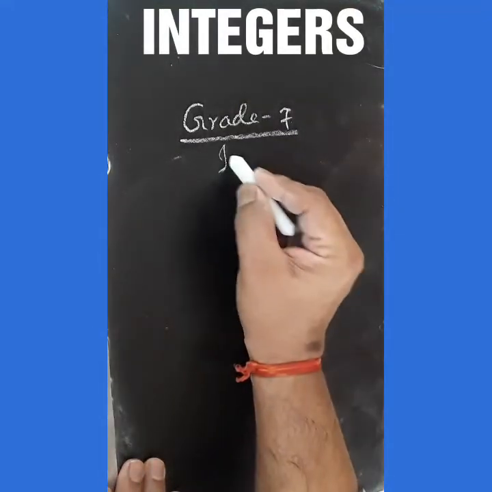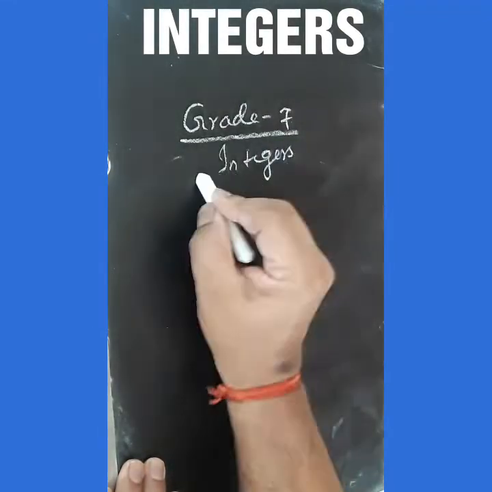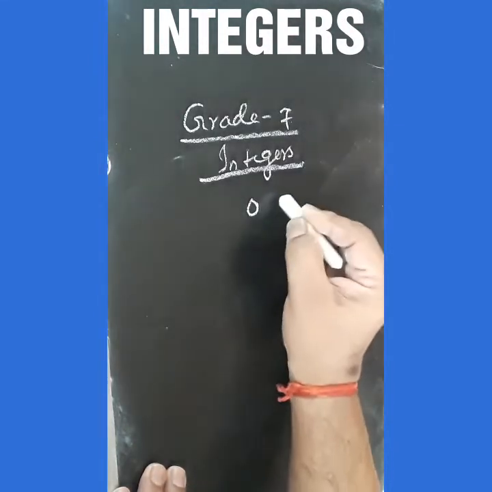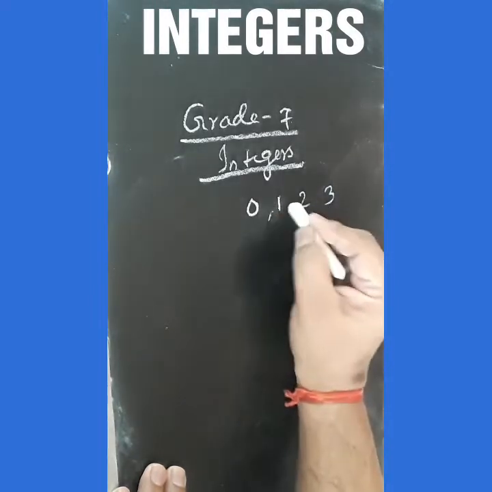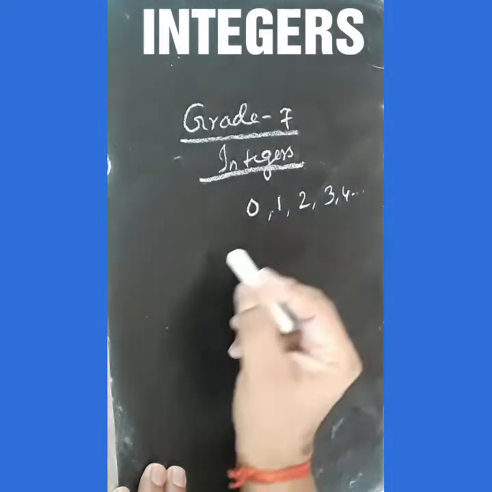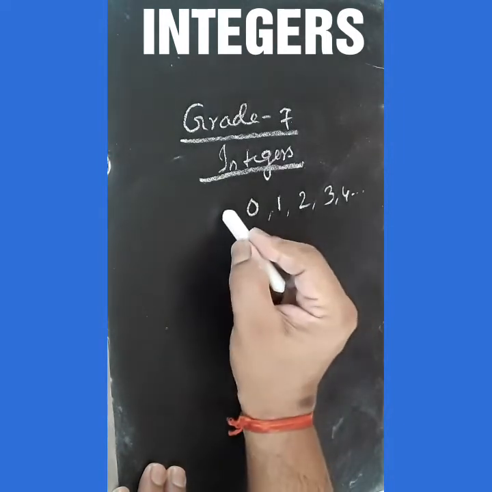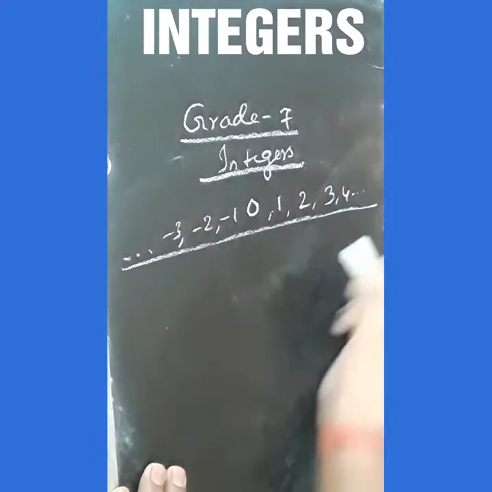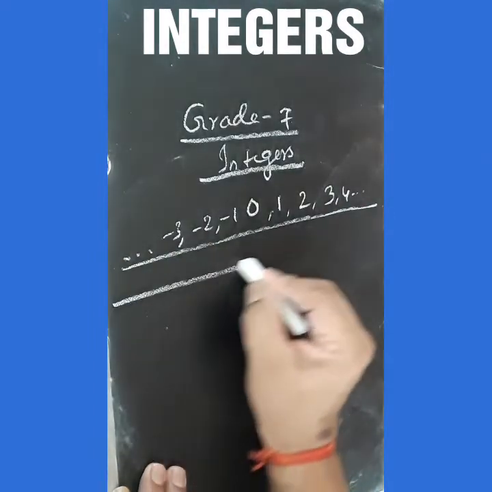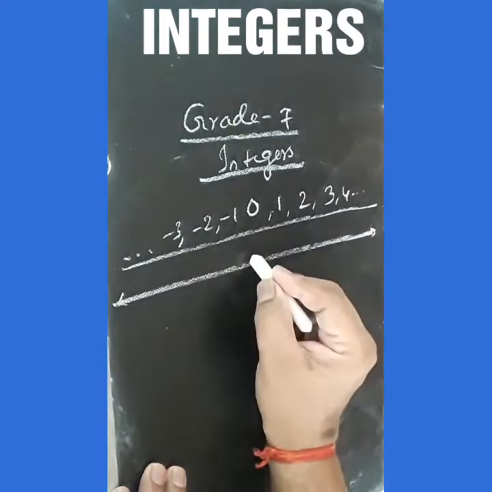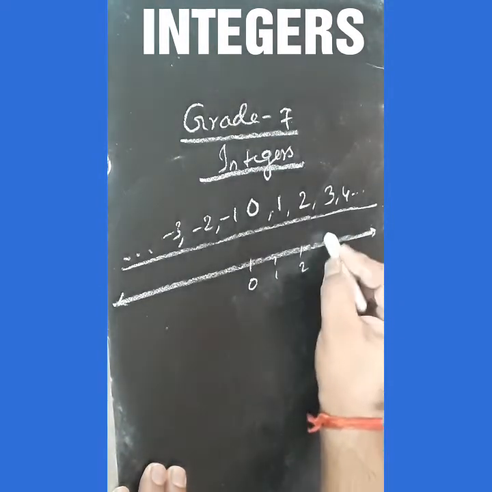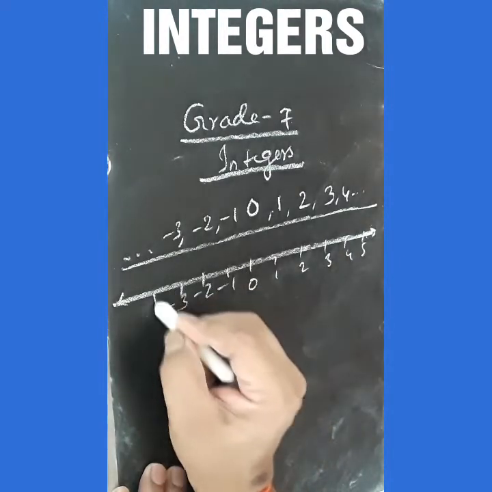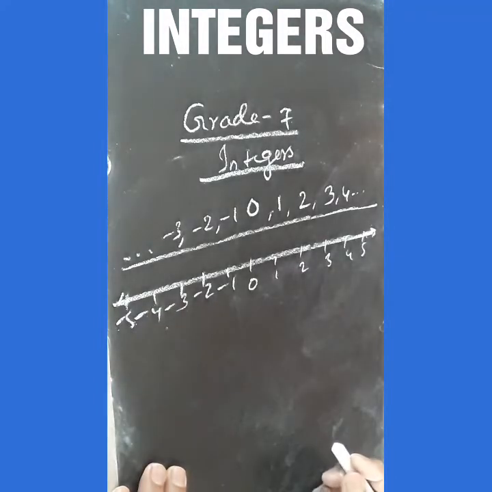We are going to see integers. What are integers? First of all, let us see whole numbers: 0, 1, 2, 3, 4 and so on. If we add negative numbers like -1, -2, -3 and so on, then we get integers. If we want to represent them on a number line, we can represent them like this: 0, 1, 2, 3, 4, 5 and so on, -1, -2, -3, -4, -5 and so on.